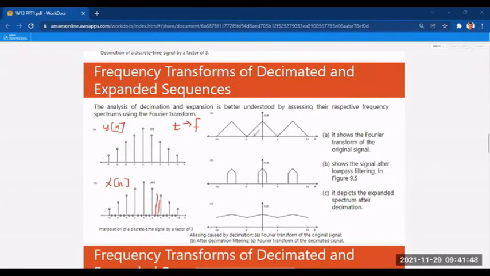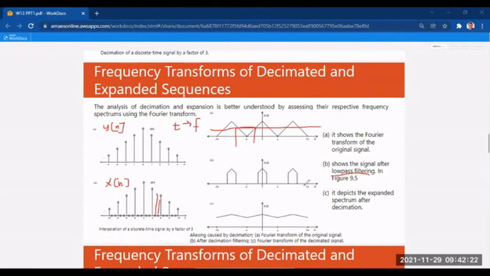So again, this is the Fourier transform of the original signal. We subject the original signal to low pass filtering. Low pass filtering filters out the high frequencies and allows the set frequency and below to pass. In this case, this is the set frequency, so all the frequencies beyond this line will be filtered. So this is what is left.